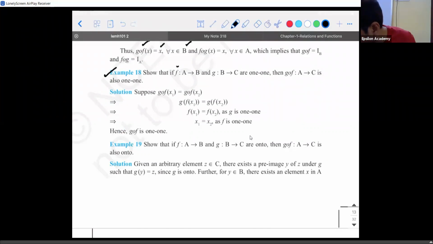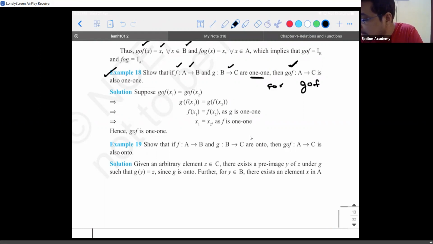So show that if f is a function mapped from A to B and g is a function mapped from B to C are 1 to 1, then g circle f, which is mapped from A to C, is also 1 to 1. It means individually if f of x and g of x are 1 to 1 functions, our work is to prove that g circle f mapped from A to C is also 1 to 1.